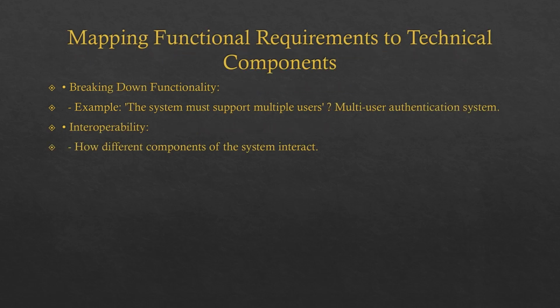Mapping functional requirements involves breaking down high-level functionalities into technical components. For example, the requirement support multiple users translates into a technical solution like multi-user authentication. This ensures alignment between requirements and system design.